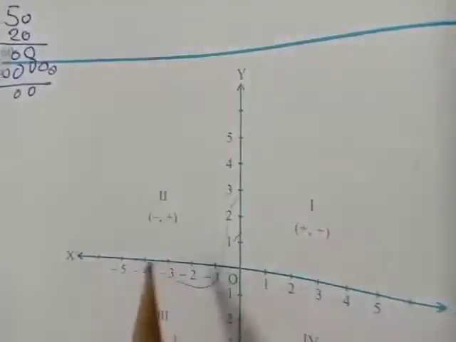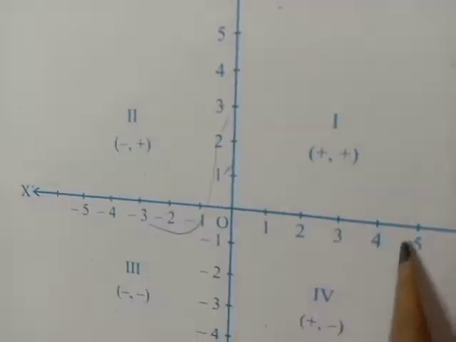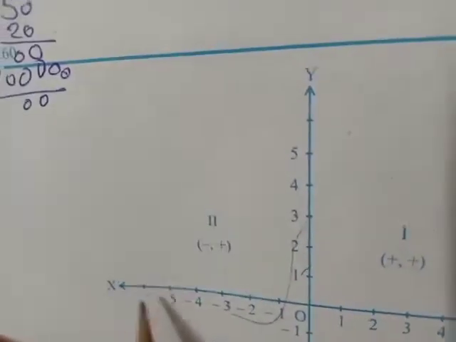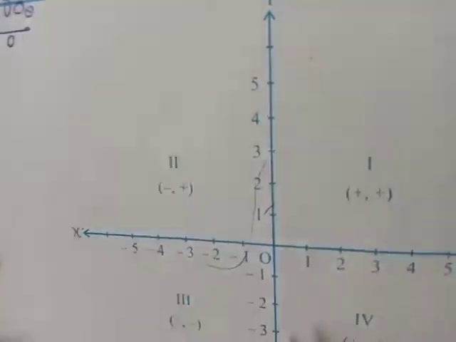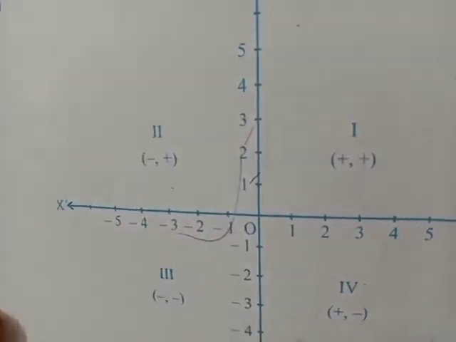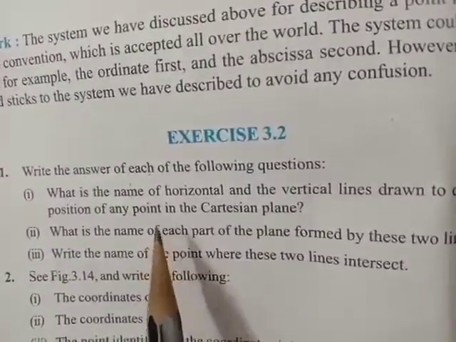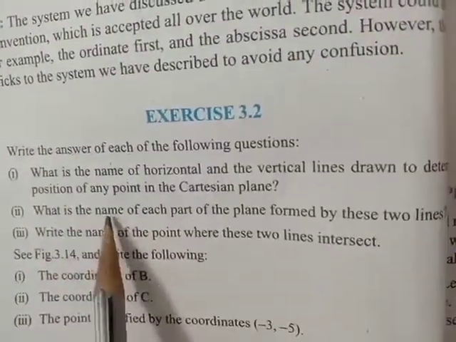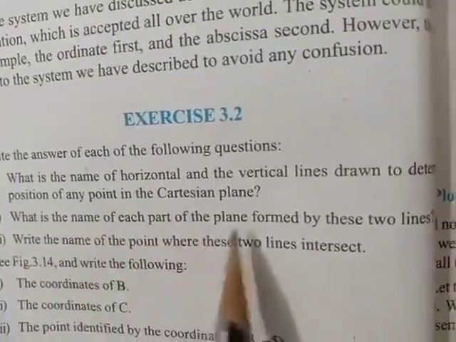Okay, see in this figure, this is one horizontal line and this is one vertical line. If you remember, I named this as x-axis and this as y-axis. So the answer for the first question is x-axis and y-axis.